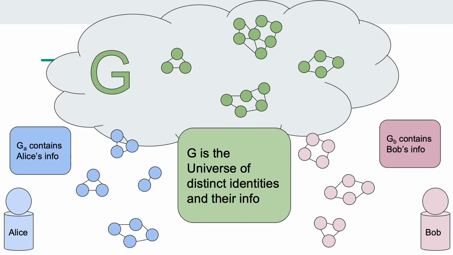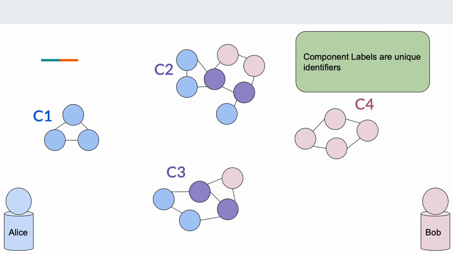Now, we can imagine that the graph G in the sky represents a universe of distinct identities and their identifying information. Each component in G corresponds to a single identity in the real world. In the reduction, the unique component labels that are output from component labeling can be trivially used as unique representations of an abstract identity, or, for example, a primary key.